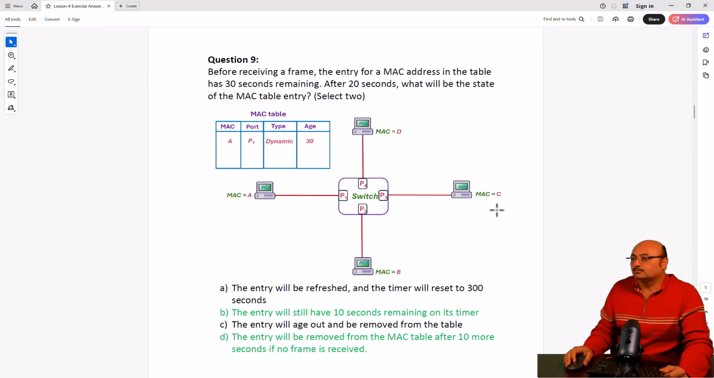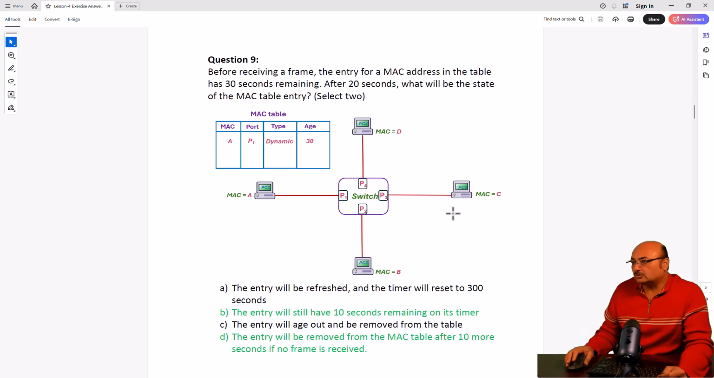Question 9. Before receiving a frame, the entry for a MAC address in the table has 30 seconds remaining. So pay attention to the MAC table. The MAC address is A, port P1, and there are 30 seconds remaining. And the next part of the question is, after 20 seconds, what will be the state of the MAC address table? Simple. The countdown timer will continue. It is currently 30. After 20 seconds, it will become 10.